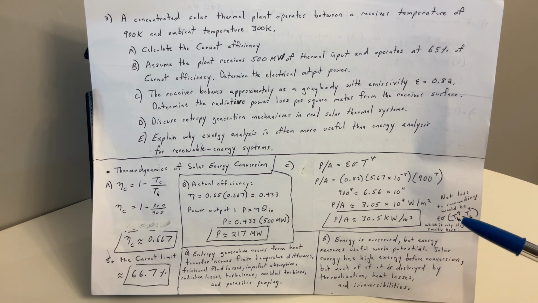So the net loss to surroundings would technically be this expression, epsilon sigma times the quantity T sub h to the fourth minus T sub c to the fourth, which is only slightly smaller here. Okay, and letter D and E are more conceptual textbook questions.